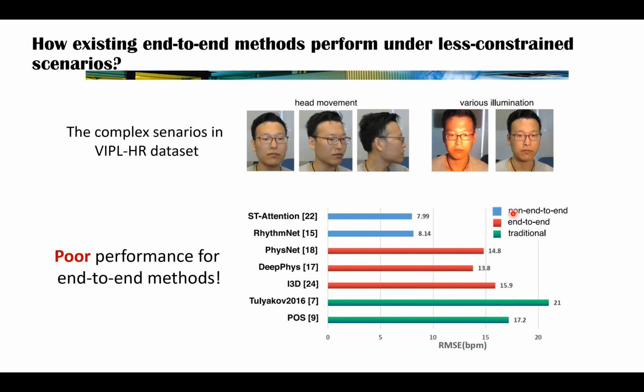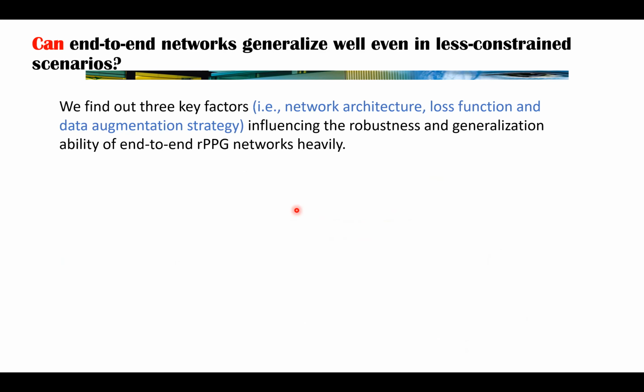But compared with some non-end-to-end methods, which usually use a very strong pre-processing procedure before using the deep learning method, their representation is already very strong. So head movement or other factors will influence this kind of method only slightly. So the next question is whether end-to-end methods can generalize well in this challenging scenario.